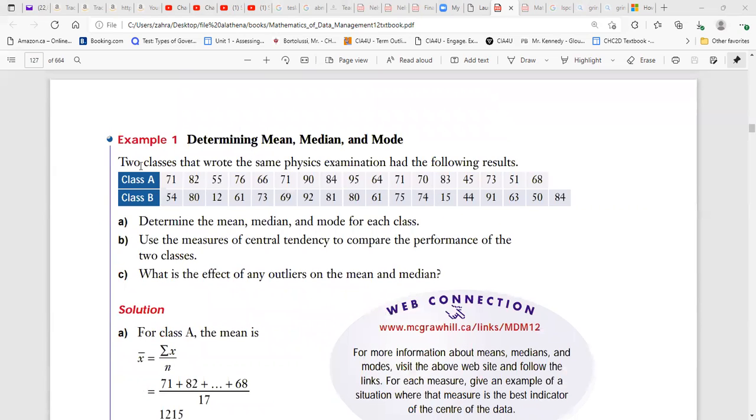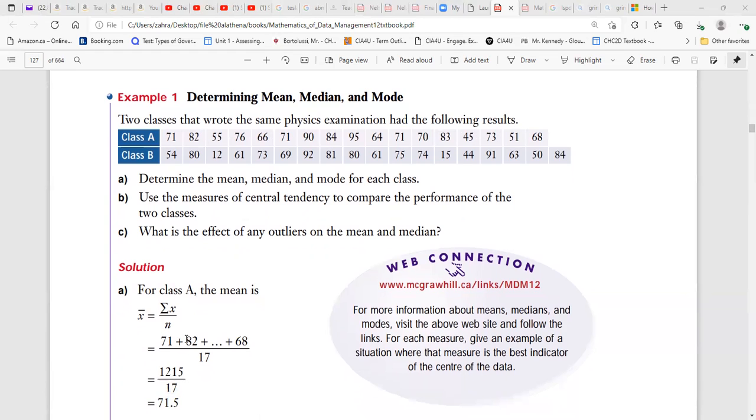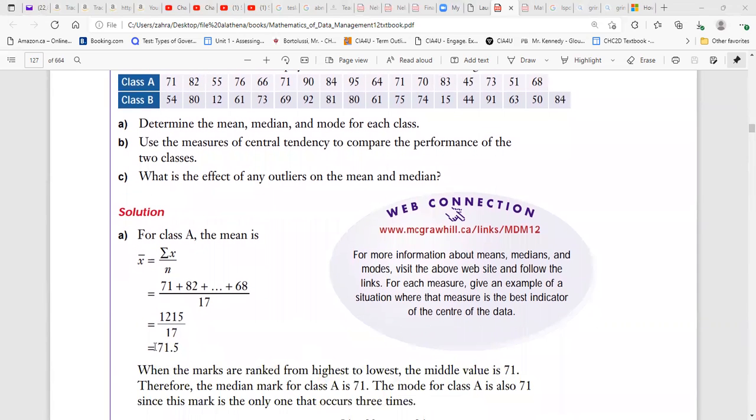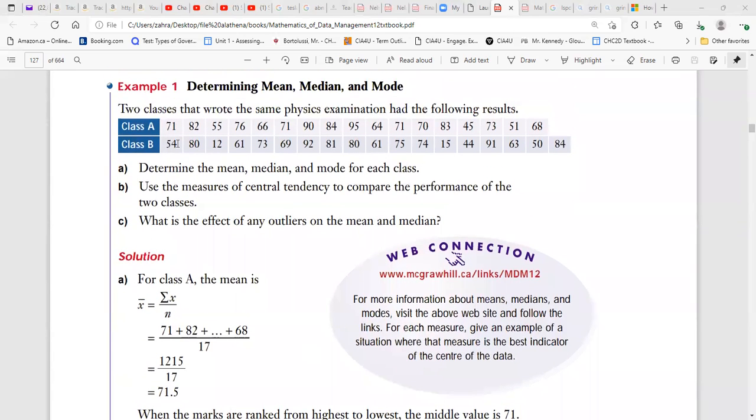Okay, looking at this question: 2 classes that wrote the same physics examination had the following results. Class A here, class B, that's the result. Determine mean, median, and mode. For the mean it's easy: just add all of this data you see here and divide by the number. If you count them, we have 17 data. So 71, 82, 55, until the last one, which is 68. You add them up, you have 17 of that, divided by 17, that would be 71.5. That would be the mean of class A.